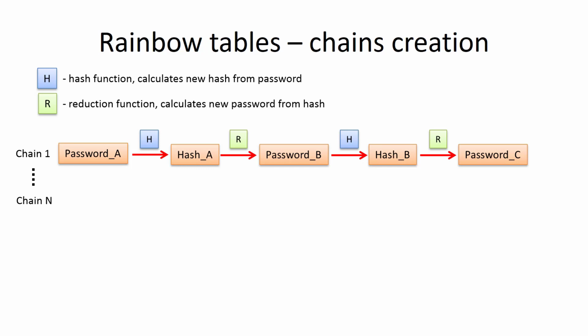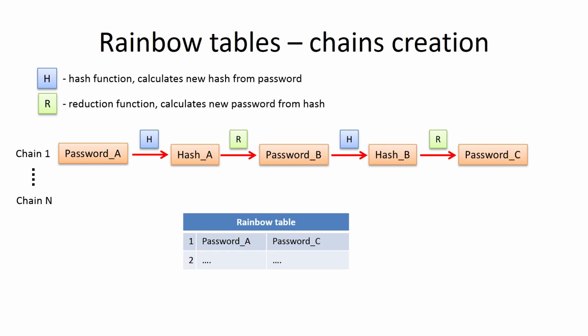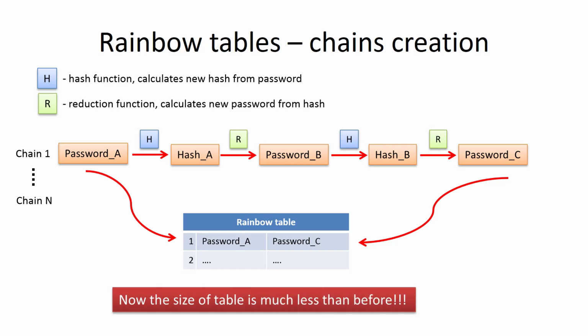But there is one problem. The longer the chain we have, the more memory space we need to keep it. That is why rainbow tables keep only the first and last passwords of each chain. Having this data, we can easily restore the whole chain. Just imagine, if one chain consists of 1000 passwords, we can essentially save our memory space by keeping only 2 passwords.